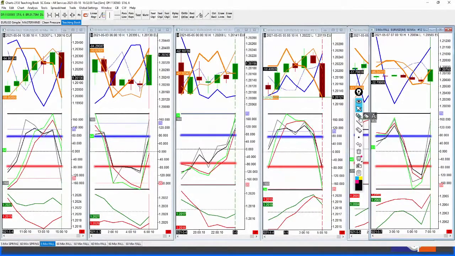But what is pressure in this instance telling us? Is it telling us to buy? No, not in this scenario. Is it telling us to sell? Nope. All it's telling us is the market went up. It's telling us what just happened. Is that useful? No, absolutely not.